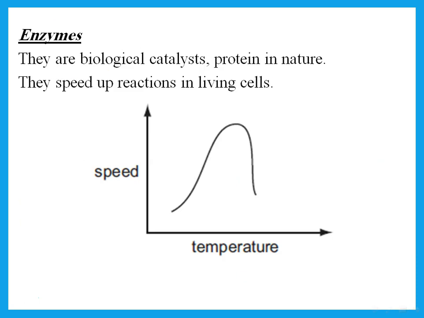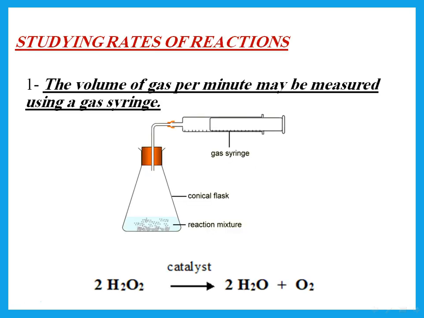If we're talking about enzymes, then remember that enzymes are biological catalysts and they are proteins. They speed up reactions in living cells, but the difference between enzymes and other catalysts is catalysts are not affected by temperature, so you can use the catalyst at a very high temperature. But enzymes, if you put them in temperatures higher than their optimum temperature, then of course you should know from biology that the enzymes will become denatured and they will no longer act as catalysts.